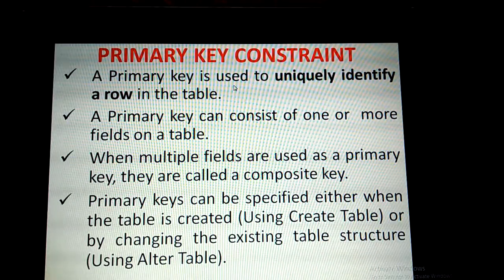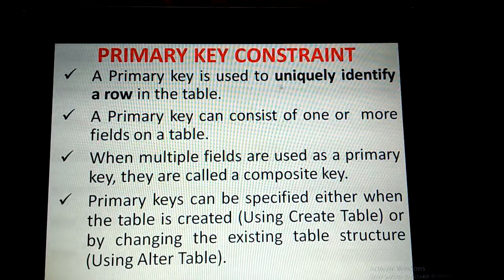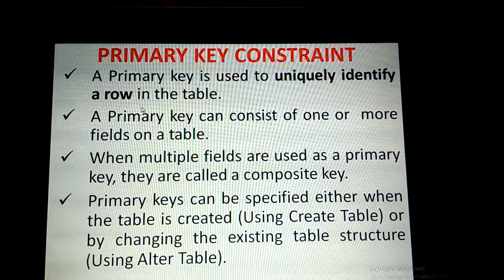Next is a primary key, which is used to uniquely identify a row in a table. So already we know what is primary key. It is used to uniquely identify a row in a table. It can consist of one or more fields on a table.